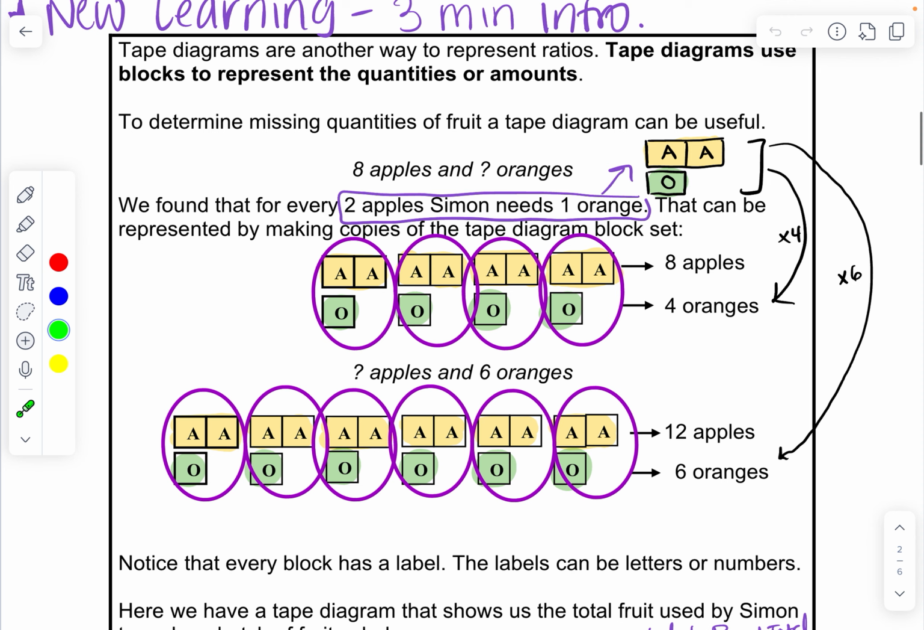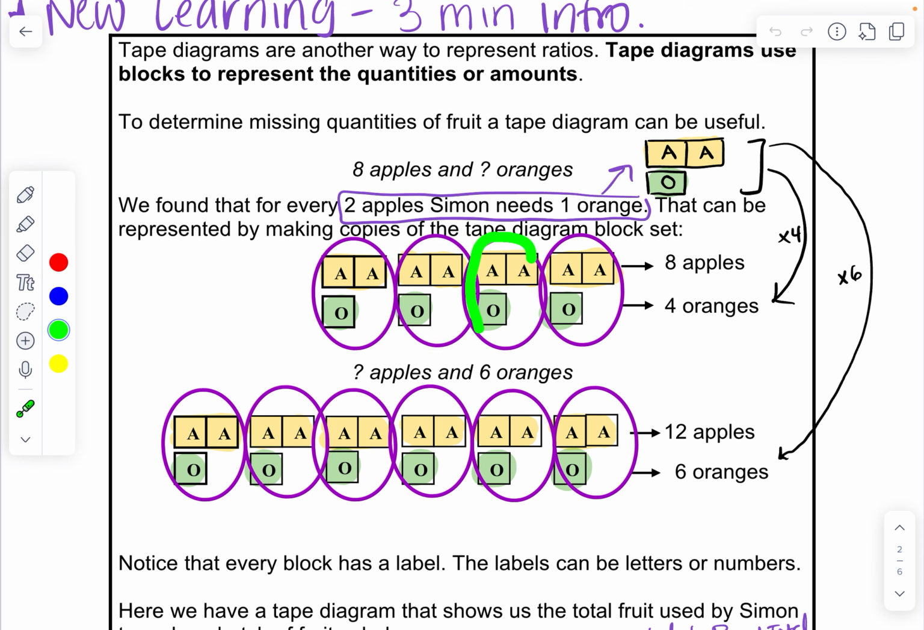So that can be represented by making copies of the tape diagram block set. So again, this was 1 block set, right? And in this 1 block set, I have 2 apples. So let me go ahead. This is my 1 block set with my 2 apples and my 1 orange. Let me make another block set. Now I have 4 apples all together.